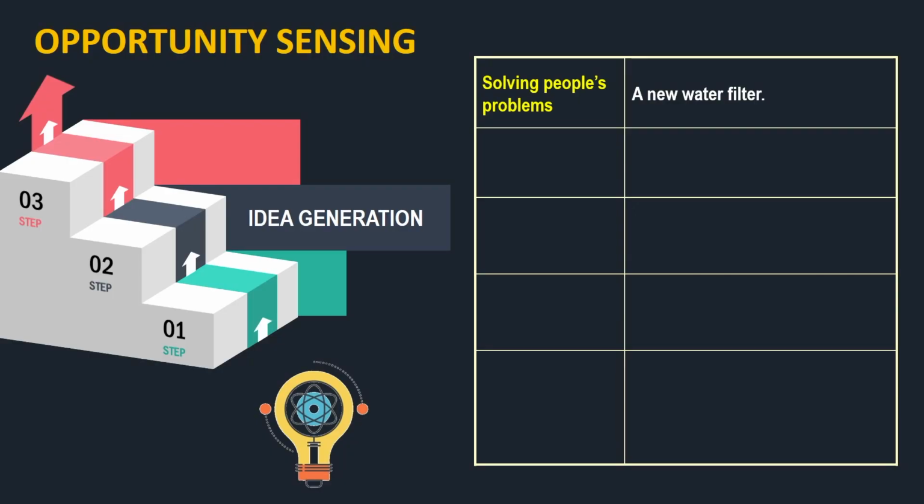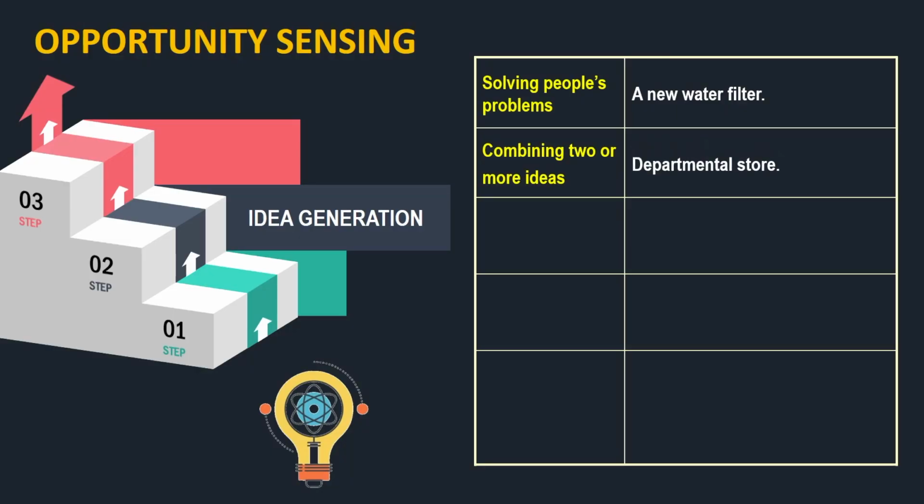Second is combining two or more ideas. Sometimes we have different ideas. By combining them, you can have a new product or something new. Like for example, selling different items in one shop presents the new idea of a departmental store. You see, a little long time back, we did not have any departmental stores. We used to have separate shops, but then somebody thought of combining the things and putting them under one roof. It became a departmental store.